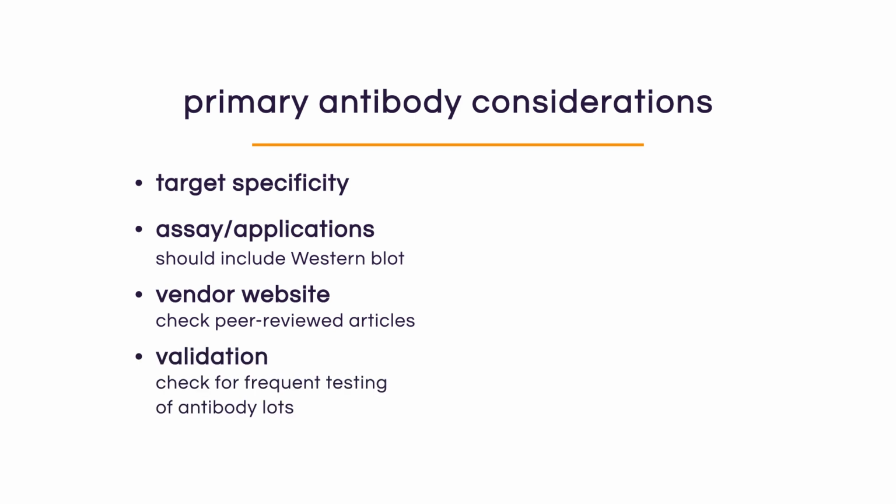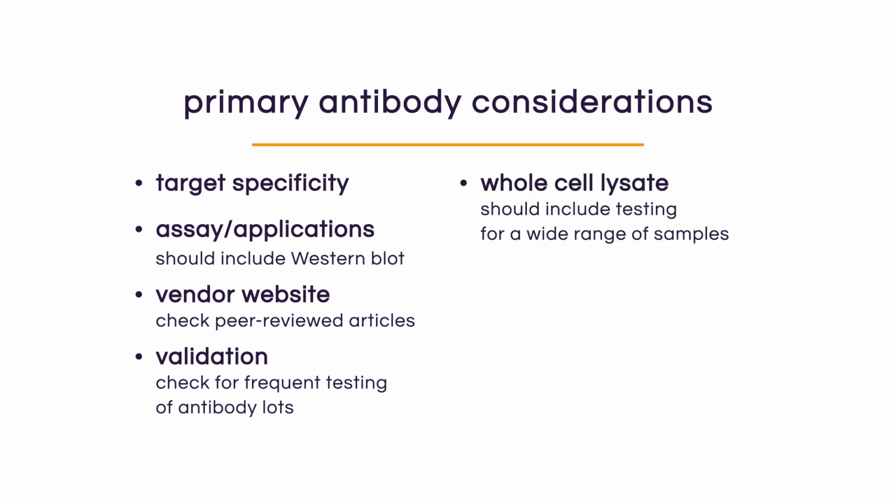You also want to understand how the antibody was validated by the vendor. Antibodies can have lot-to-lot variability during production, so choosing a vendor that frequently tests antibody lots will help you ensure consistency in your Western blots. In addition, make sure that the antibody has been tested on whole cell lysate, not just purified protein. This will help test for specificity of the antibody. Making sure that the antibody has been tested on a wide range of samples, including cell lines and tissues, will make you more confident that the antibody will work well in your hands for your particular experiments.